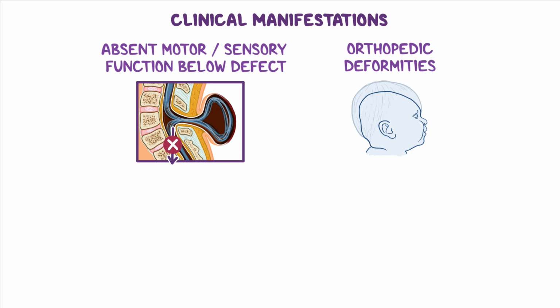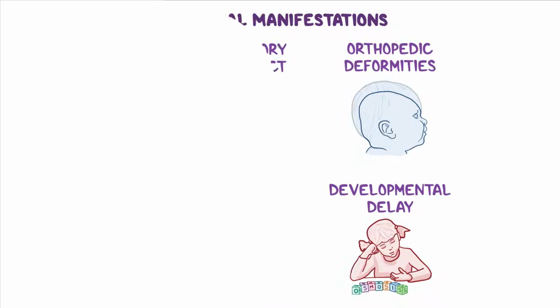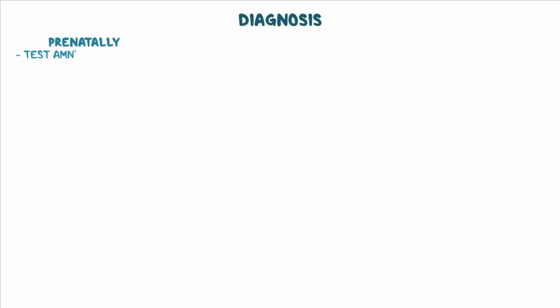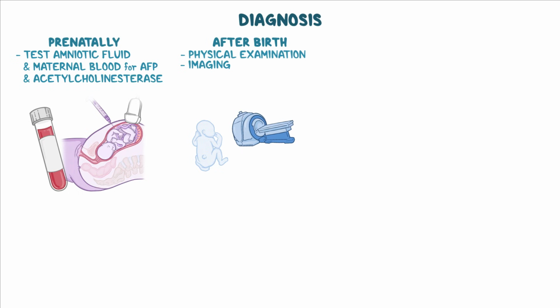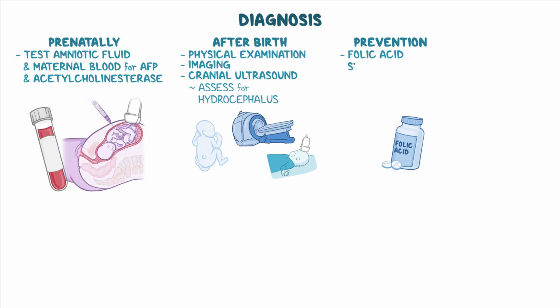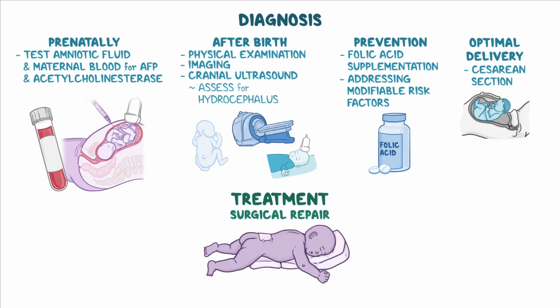Clinical manifestations of NTDs can include absent motor or sensory function below the defect, orthopedic deformities, bladder and bowel incontinence, and developmental delay. Diagnosis can be done prenatally by testing the amniotic fluid and maternal blood for AFP and acetylcholinesterase. After birth, diagnosis is done by physical examination and imaging, as well as cranial ultrasound that can assess for complications like hydrocephalus. Importantly, prevention of NTD is done with folic acid supplementation and addressing modifiable risk factors. Optimal delivery is often through cesarean section, and treatment involves surgical repair of the defect.